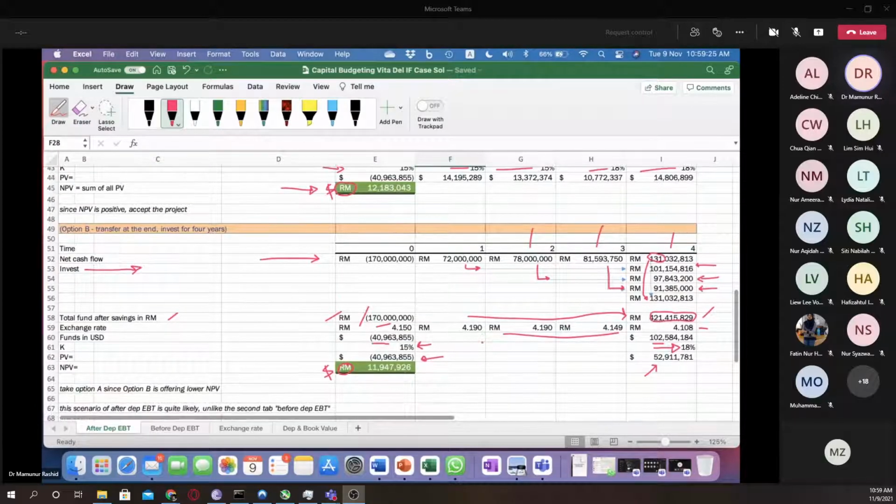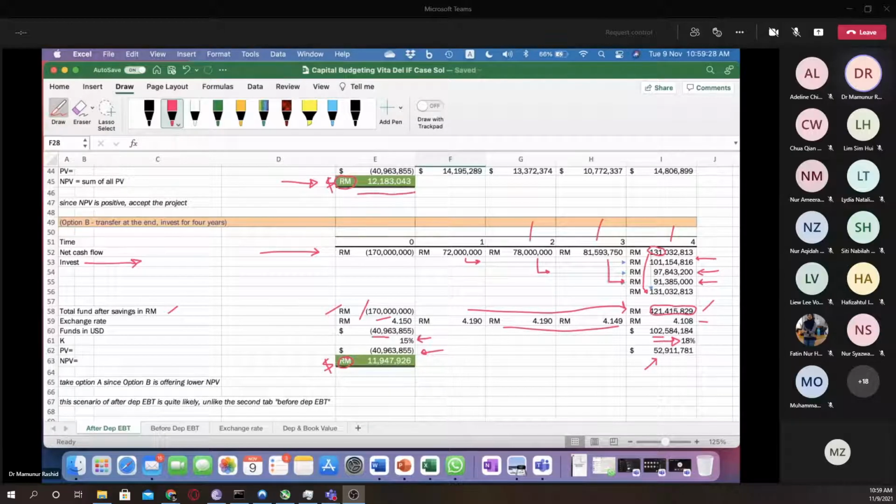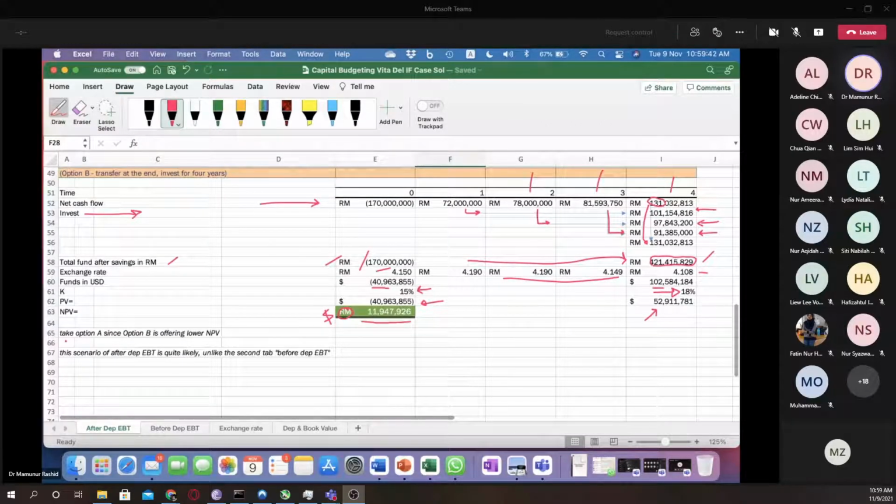So let's see which one is bigger. In the previous case, it was 12.183, and in the second case, it is 11.947. So Malaysian government, even though they have offered us to invest at 12% rate, we are not going to take option B, right? Take option A, since option B is offering lower NPV. So because of slightly lower NPV, we will take option A, and we will try to transfer money after paying the withholding tax every year, year 1, year 2, year 3, and year 4.